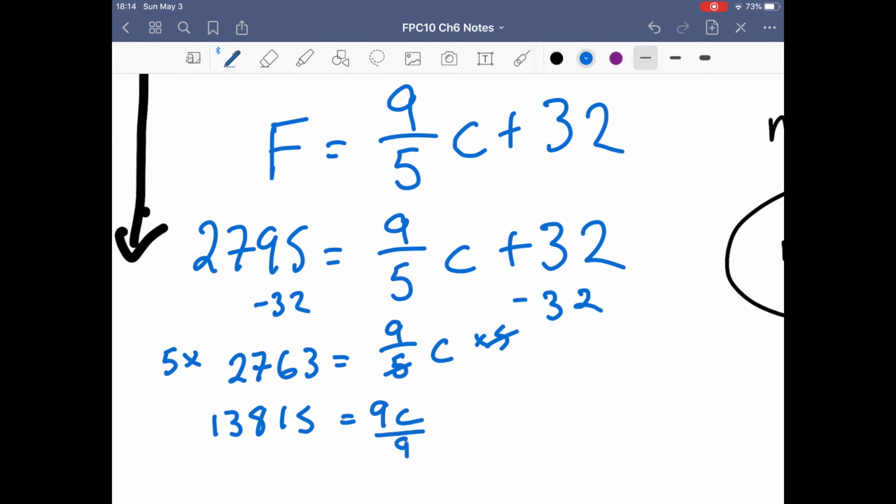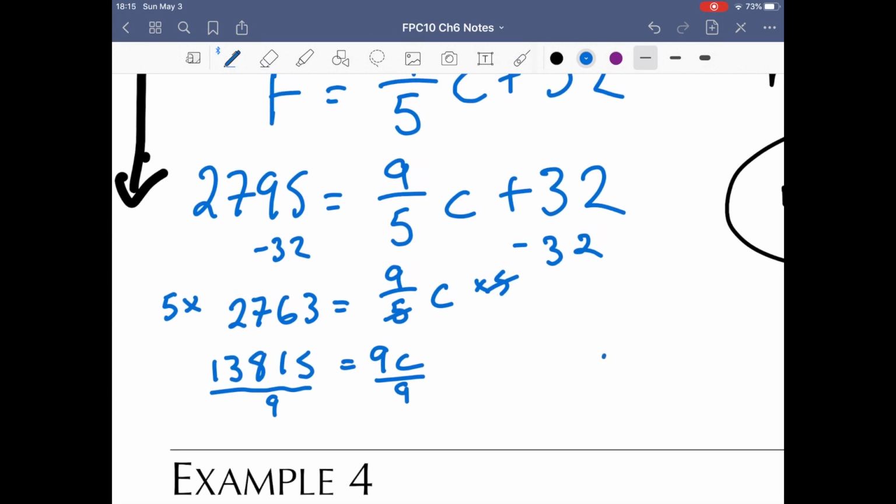Divide this side by 9, divide this side by 9, to get C is equal to 1,535.